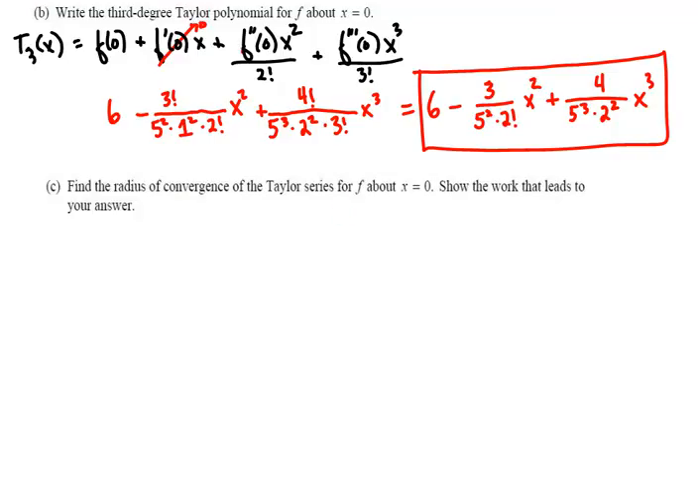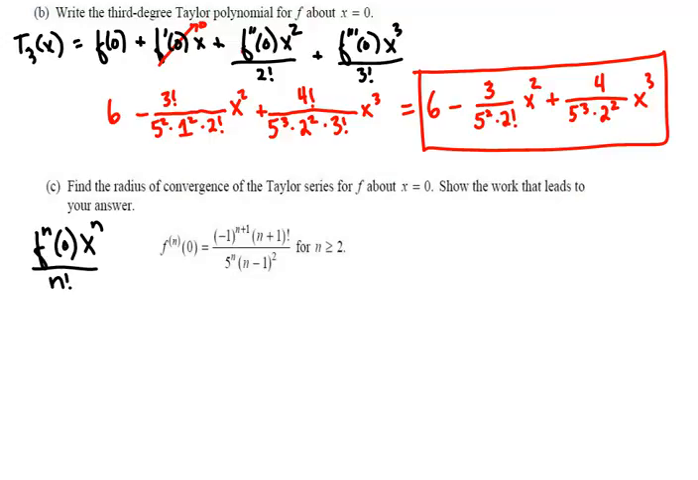In part C, we're asked to find the radius of convergence of the Taylor series for f about x equals 0. Now there's two ways that we could go about doing this. One way is we could use the nth derivative that was given above, recalling that the nth term of a Taylor polynomial for f about x equals 0 will be the nth derivative of f at 0, then times x to the n over n factorial. So we could use the formula that we had above.